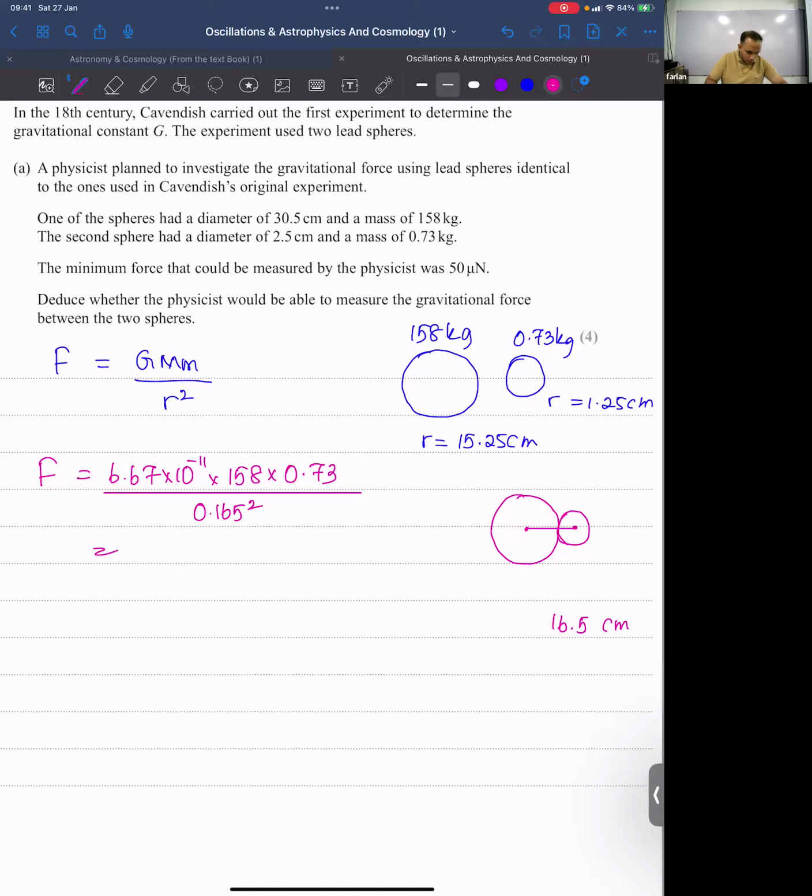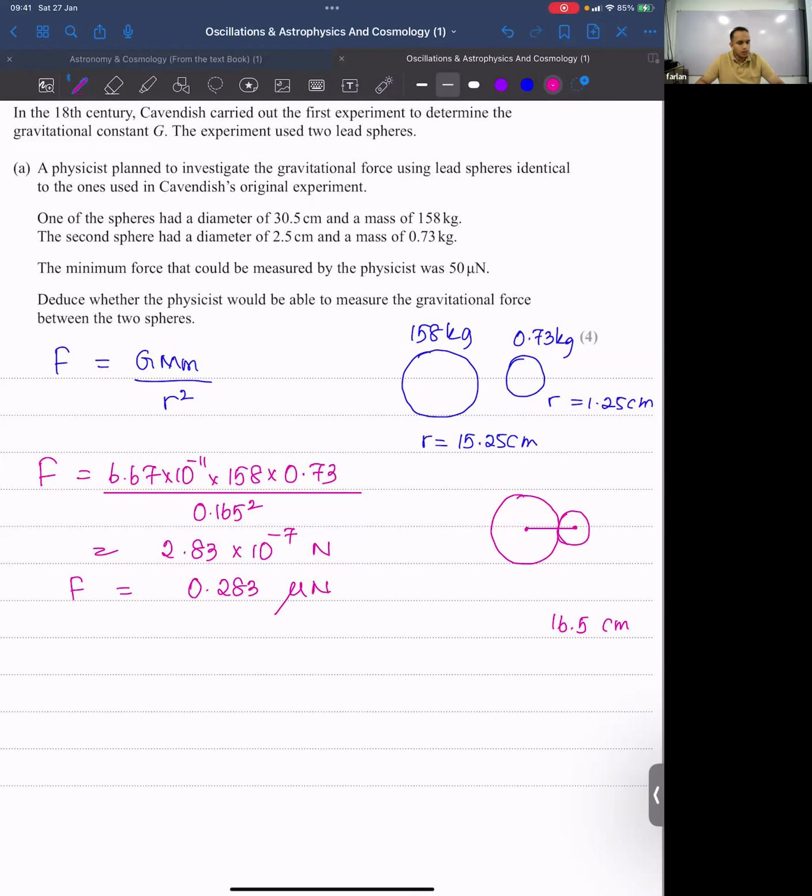That is 2.82, 2.83 into 10 to the power minus 7 in newtons. If I'm to get it in micronewtons, which is multiplied by 10 to the power 6, that is going to be 0.283 micronewtons is the theoretical value of the force.